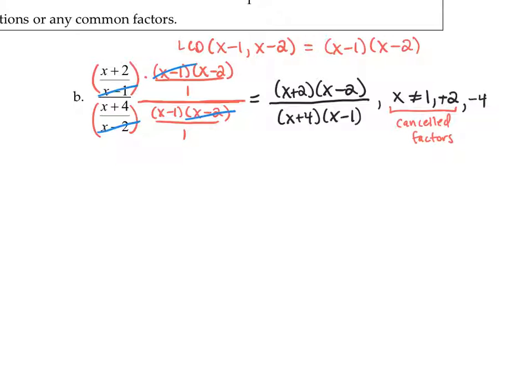Let's just double check everything. I couldn't have a 1 because that would have been a 0 in the denominator of the numerator, and I canceled that factor. I cannot have a 2 because that would have been a 0 in the denominator of the denominator, and I canceled that. And then I also cannot have negative 4 because that would create a 0 in the numerator of the denominator, which eventually ends up being a denominator. And then I also can't have x equaling 1, but we already took care of that when we wrote our canceled factor.